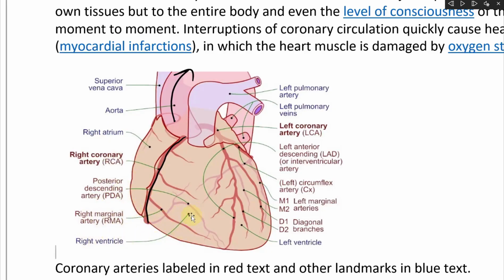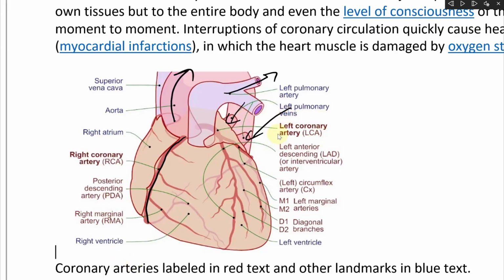There's a right ventricle over here, and there's a superior vena cava, and then there's the left pulmonary artery, and this is pushing out here, and the other side is on the other side. Then there are the left pulmonary veins coming back inside there. And the coronary arteries are in red.